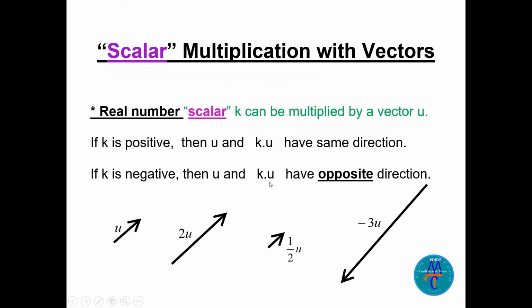Scalar multiplication: we can multiply a vector by a scalar. It can be a positive number, negative number, or fraction. See, if U is a vector, 2U is another vector with magnitude 2 times the magnitude of U. This is half U, same direction, but smaller. This is minus 3U, opposite direction, multiplied by 3.